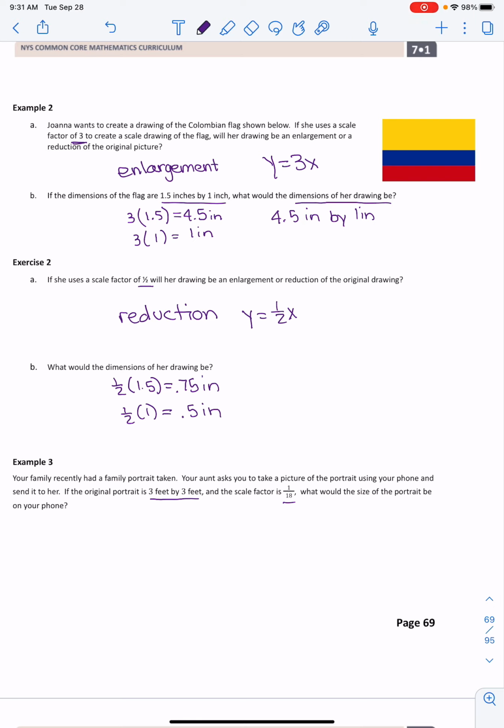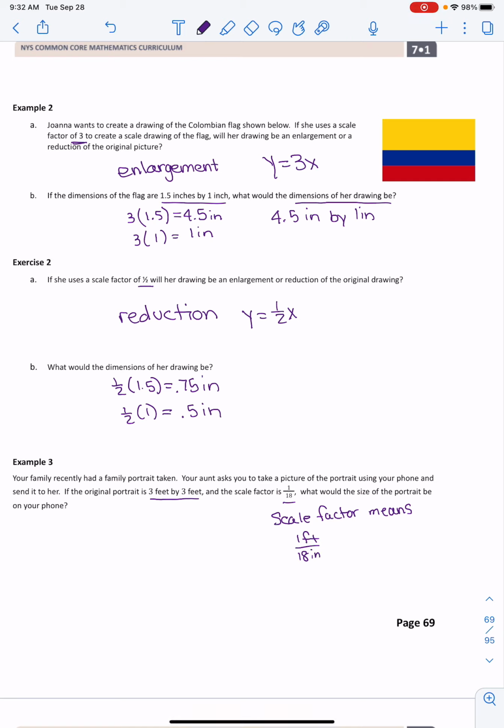Well, in this case, this is a little different. The problems that we were doing before were by inches. And because they were by inches, we were okay with working with the numbers the way that they were. But because this is by feet and our scale factor is 1/18, that means 1 foot over 18 inches.